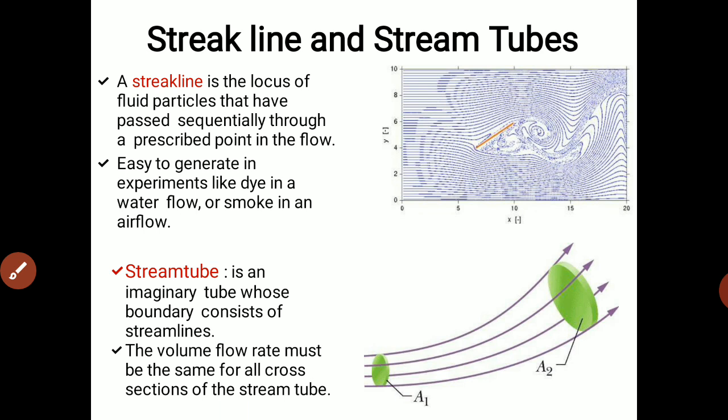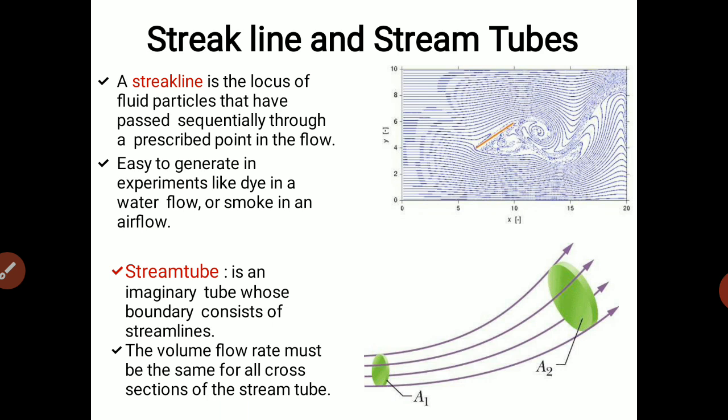And streak line and stream tubes. Streak line is the locus of fluid particles that have passed sequentially through a prescribed point in a flow. It is easy to generate in experiments, like dye in a water flow, or smoke in an air flow, and likewise.